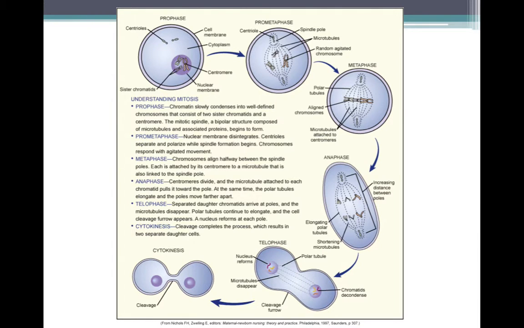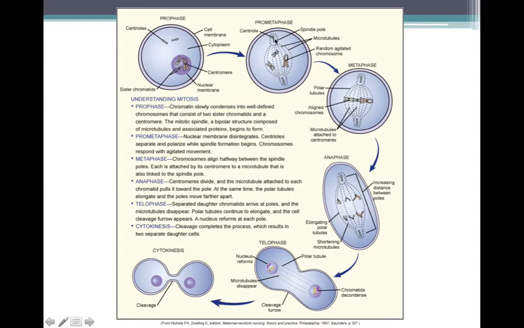Now, there's several key phases of mitosis. We have prophase, prometaphase, metaphase, anaphase, telophase. And then what's really not mitosis, but it's called cytokinesis. That's just where the cell starts to split apart. Now, basically mitosis starts with prophase, and prophase occurs when the chromatin starts to condense into actual chromosomes and the nuclear membrane starts to break down.